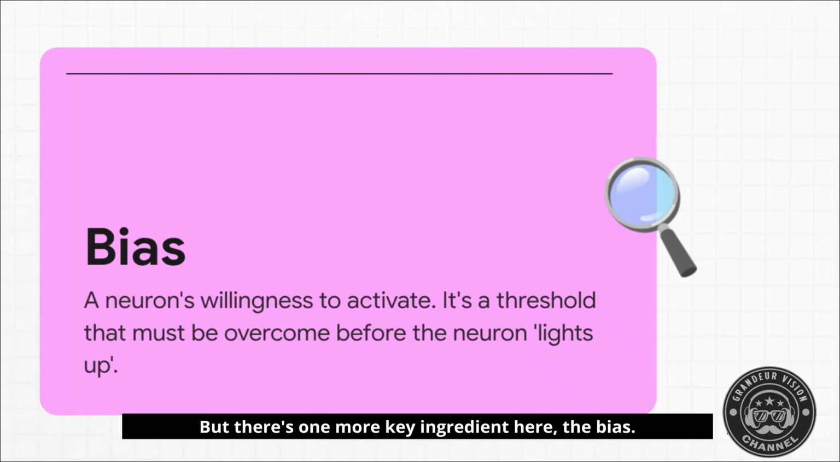But there's one more key ingredient here, the bias. So after the neuron calculates that weighted sum, it adds this extra number, the bias. You can think of the bias as a measure of how willing that neuron is to activate. A high bias means it'll light up pretty easily, while a large negative bias means it needs a really strong signal from its inputs before it's willing to get active. It's basically an activation threshold.